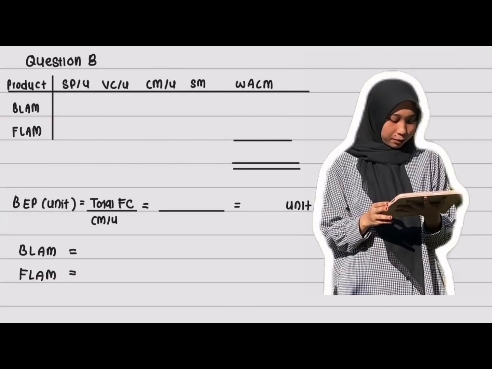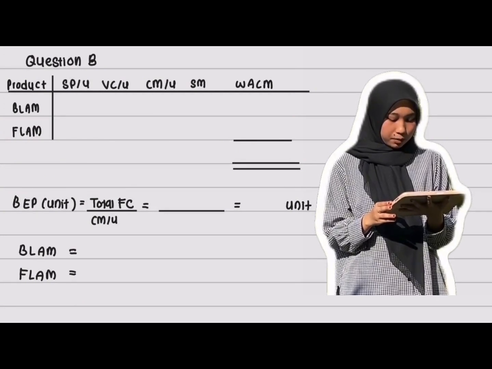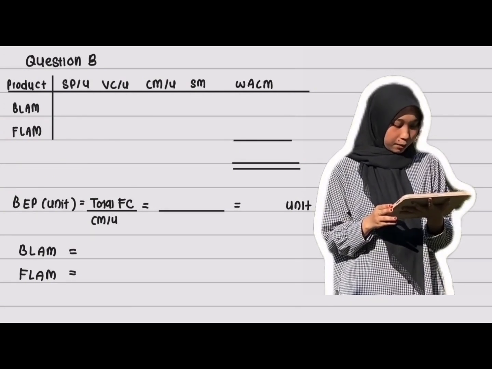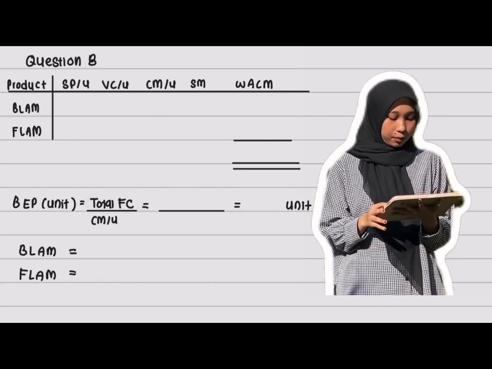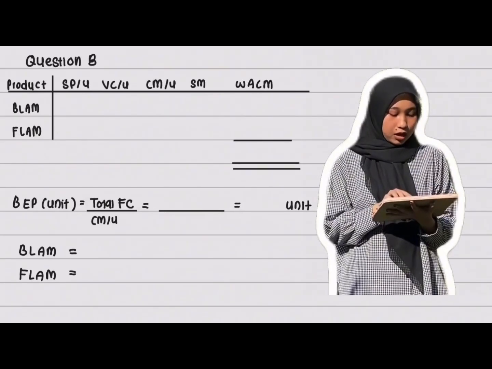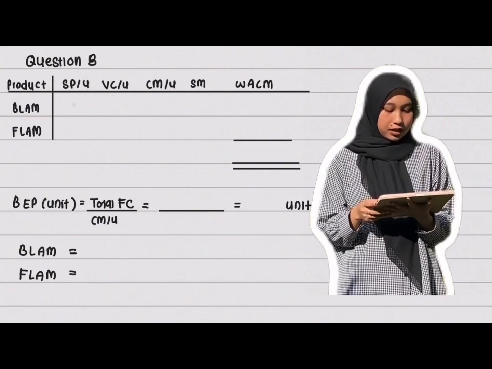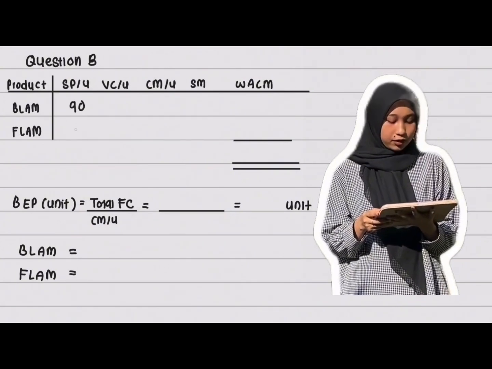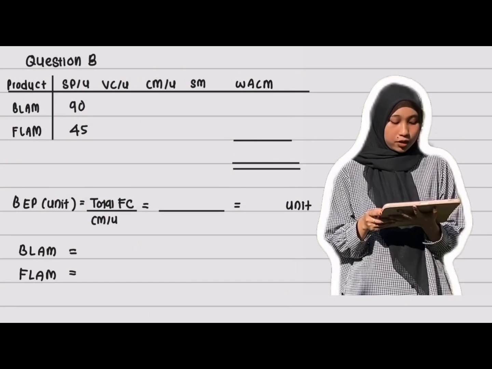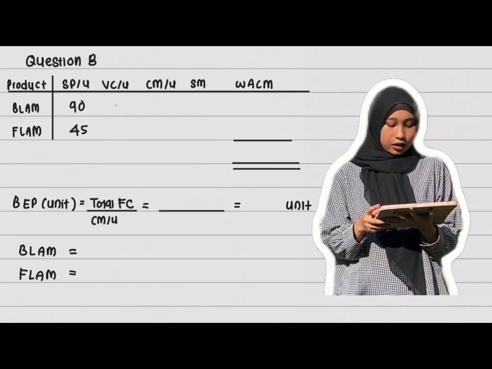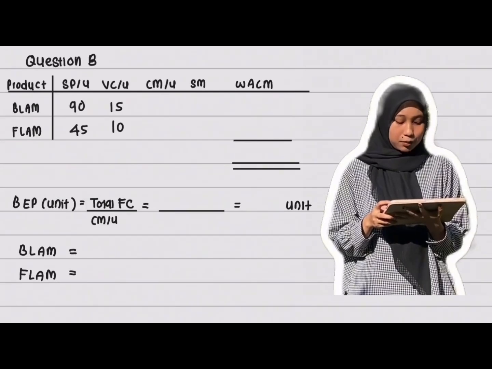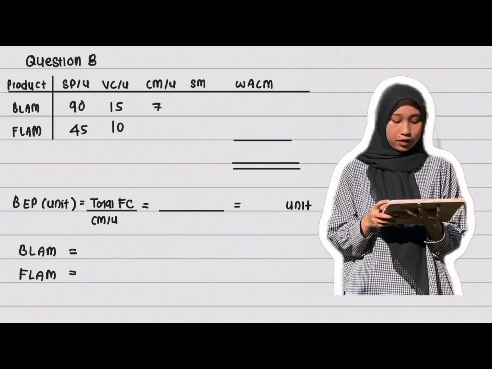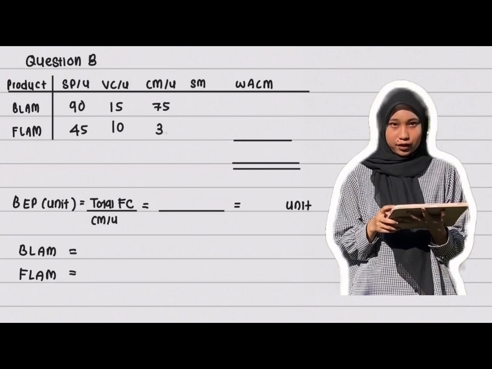Question B. Jensen Sendirian Berhad produces and sells two products, namely Blem and Phlegm. Currently, the company sells 70,000 units of Blem and 30,000 units of Phlegm. So based on the table, the selling price per unit for Blem is 90 ringgit and for Phlegm 45 ringgit. Variable cost per unit for Phlegm is 10 ringgit and Blem 15 ringgit.